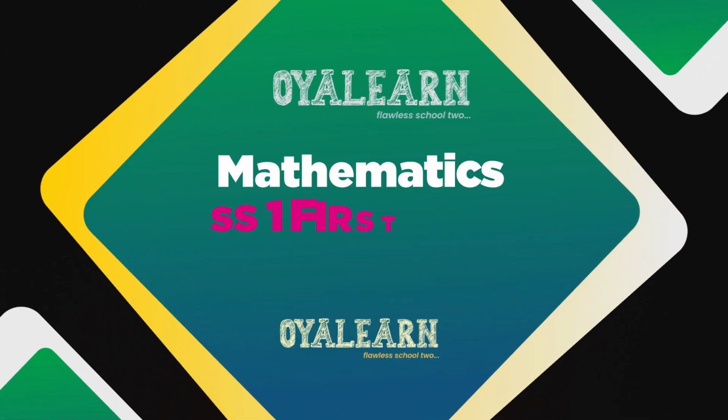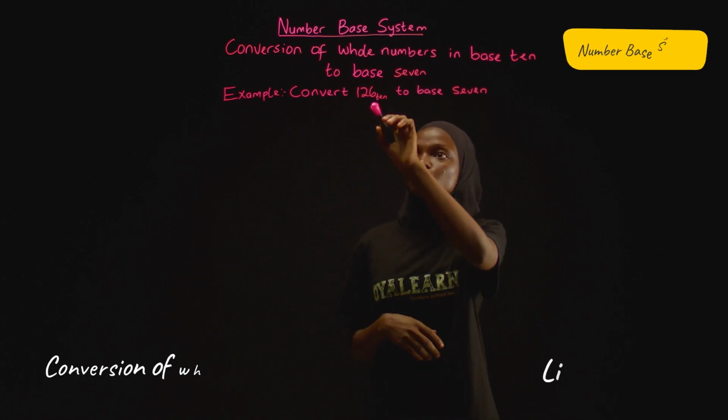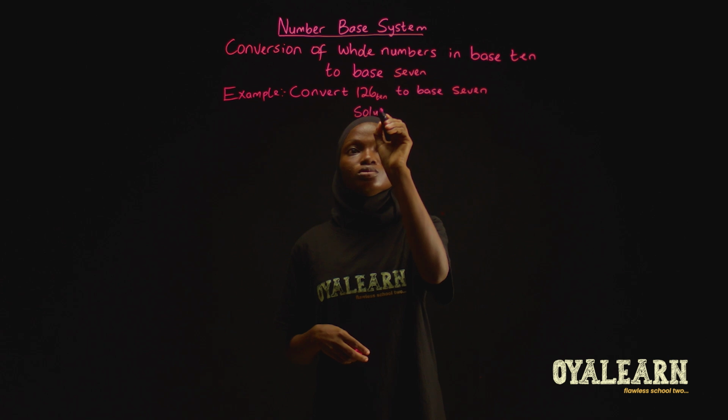Here is another example on how to convert whole numbers in base 10 to base 7. Let's convert 126 in base 10 to base 7. Solution.